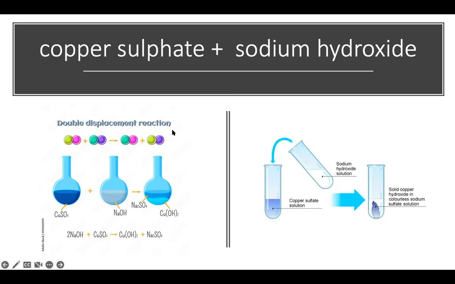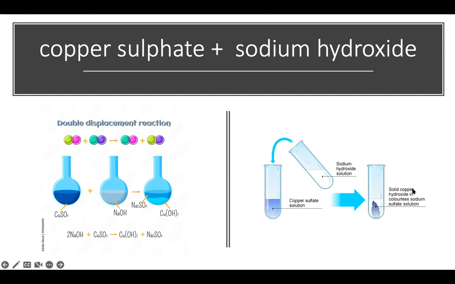So what will happen? This is a double displacement reaction. Why double displacement? You can see copper and sulfate are here, and sodium and hydroxide are here. So that will create sodium sulfate, right? Sodium sulfate as well as copper hydroxide. Copper hydroxide is not a liquid, it is a solid.